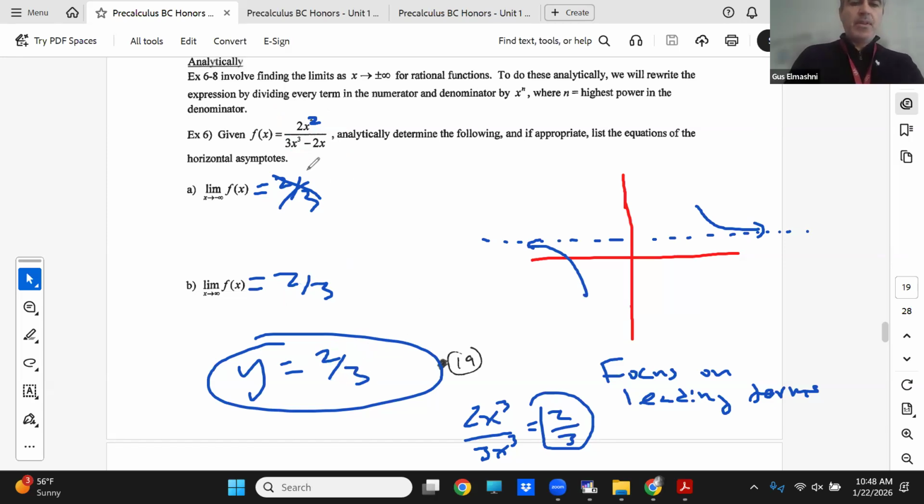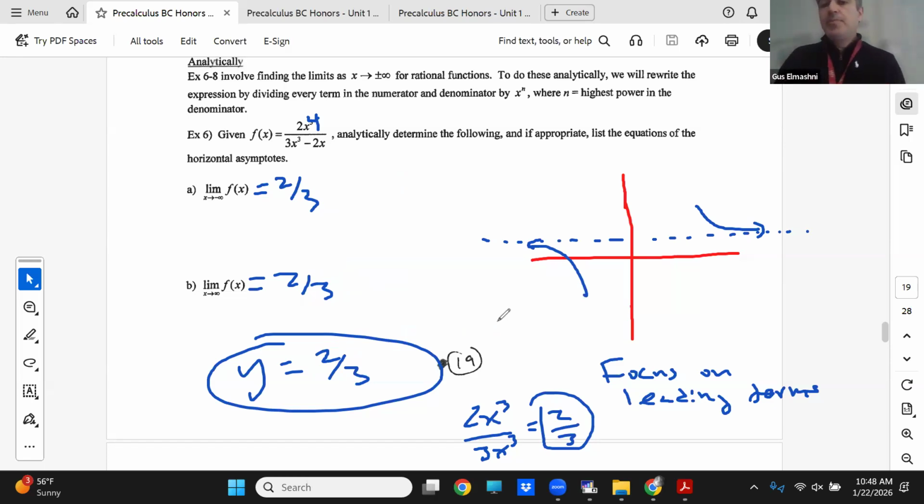What if the top were 2x to the 4th power? In this case, these are, I think, positive infinity, and negative infinity. So there's none. There's no horizontal asymptote. Instead it's a slant, and you have to go through the motions to solve that. But if it's just asking for a horizontal asymptote, you just say none, because there are no limits.